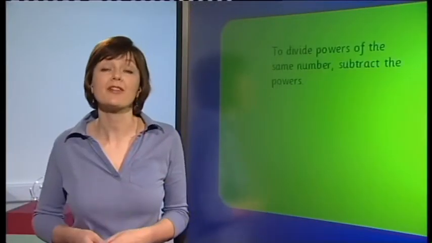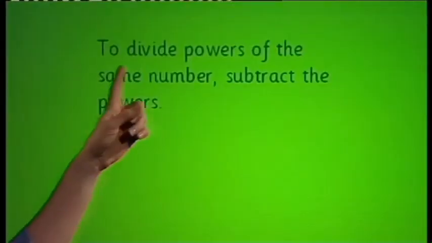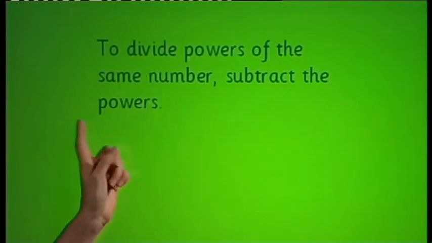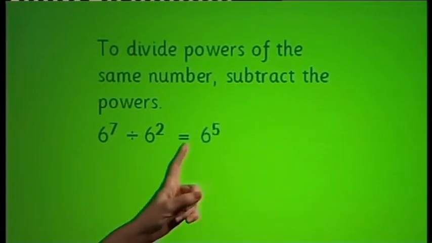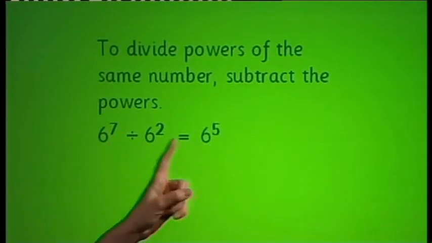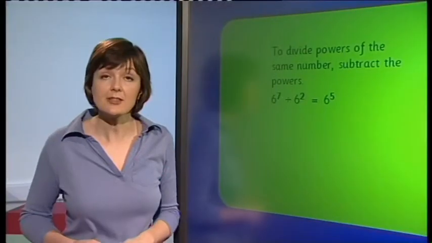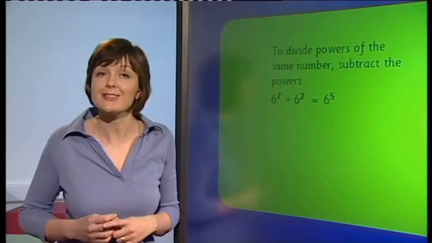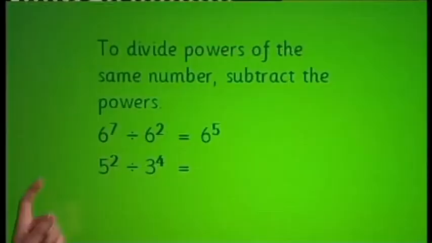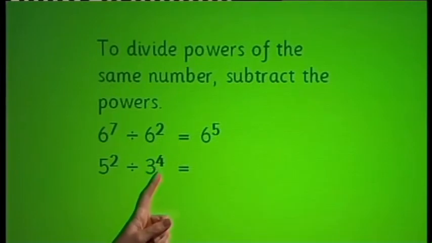So we've got another rule for handling powers. To divide powers of the same number, subtract the powers. That means that if I ask you for 6 to the power 7 divided by 6 to the power 2, you can write the answer down straight away as 6 to the power 5. 7 take away 2 gives 5. Just as with our rule for multiplication, it's important that you only use it on powers of the same number. So 5 to the power 2 divided by 3 to the power 4 isn't a sum that you can do with this rule.